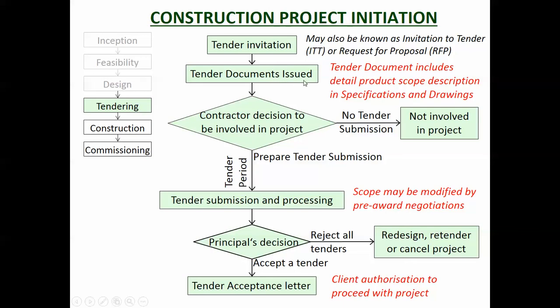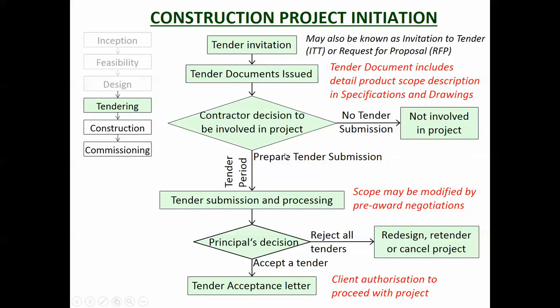So the tender documents include all the detailed product scope descriptions and the specifications and drawings. It's really well detailed, right down to what metal the bolts are supposed to be made of, all that sort of stuff. So there's the scope part of the project initiation in the tender document. Then the contractor needs to make a decision whether to be involved in the project or not. We'll talk about that in the next slide, or slide after next. And he may decide not to be involved, and we'll talk about that later.